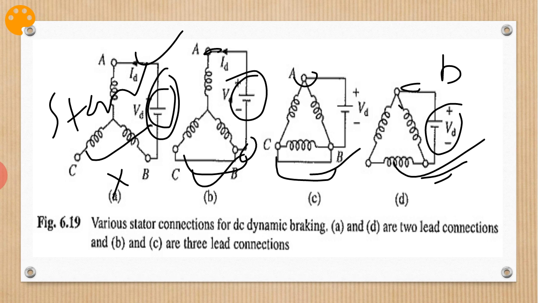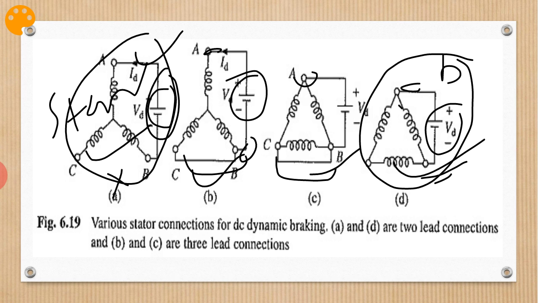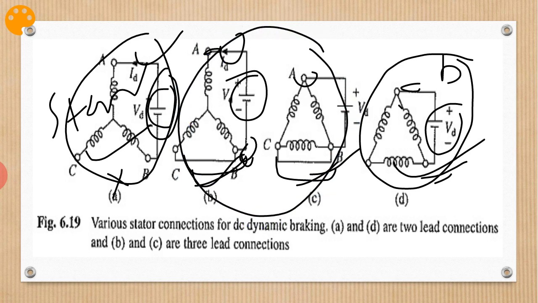So A and D are 2-lead connections, whereas B and C are 3-lead because C and B are shorted, here also shorted, and between A and B the supply is connected. So these two are the 3-lead connections.